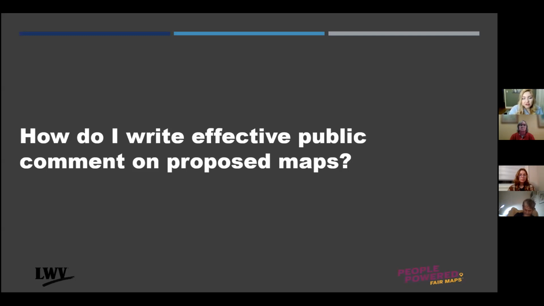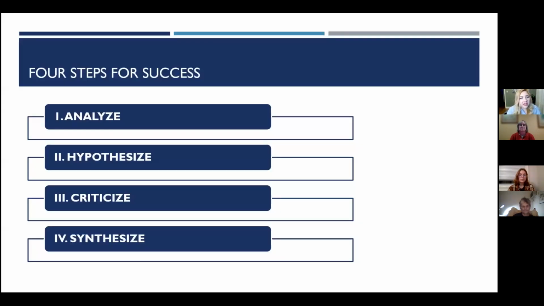But if you're like, okay, I don't want to do that, I want to look at the maps, I want to propose certain specific things about these maps, here are my little steps for doing that. So unlike the community of interest testimony training where we showed people how to basically tell the story of their community, here we're being much more analytical. We want to be saying really, really specific things here to the commission. We want to be analyzing, we want to be hypothesizing, we want to be criticizing, and we want to be synthesizing all of that data into one sort of overarching 3-minute comment.